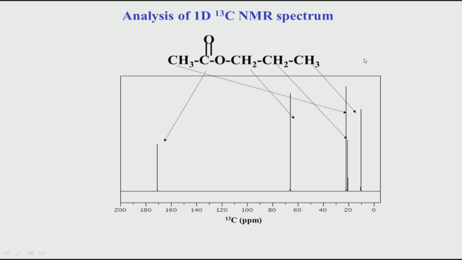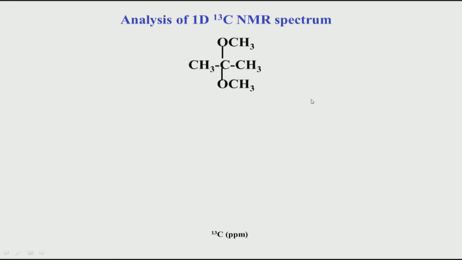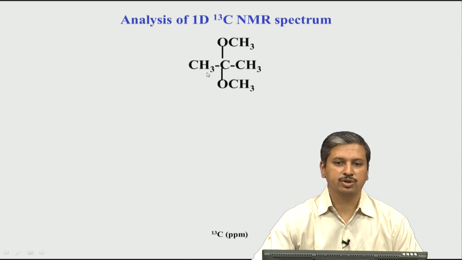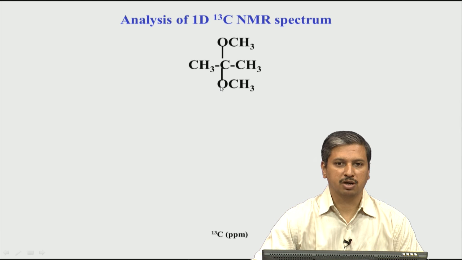Let us look at another example. This is also, remember, all these molecules we have been looking at from the proton angle. So, we saw the proton spectrum a few classes ago, and there also we saw the same molecules. So, therefore, we are going to look at the same molecules again, but now we are analyzing the carbon spectrum rather than the proton spectrum. So, let us look at the spectrum of this molecule.